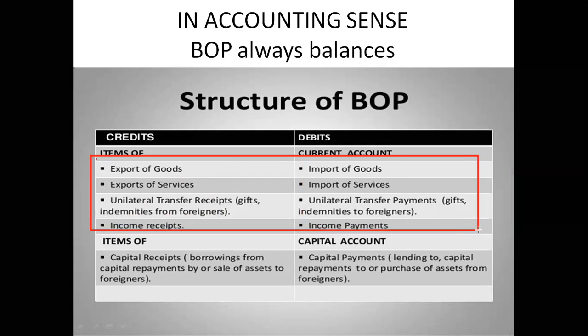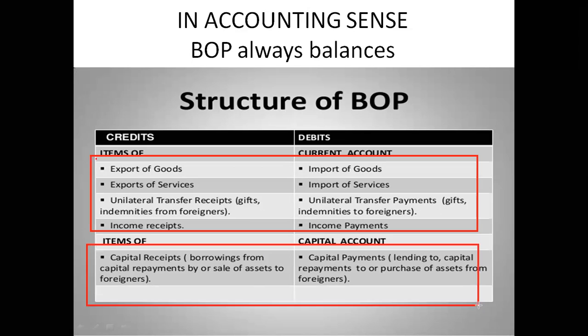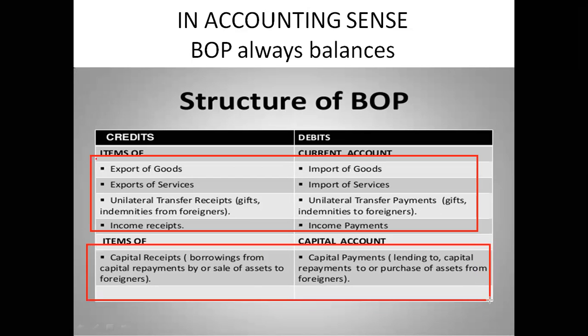These items are the current account of BOP, and these items are simply the capital account of BOP. Very simple. Nothing more you have to do. The items which are related to capital nature transactions, that is capital receipts and capital payments, come under the capital account of BOP.